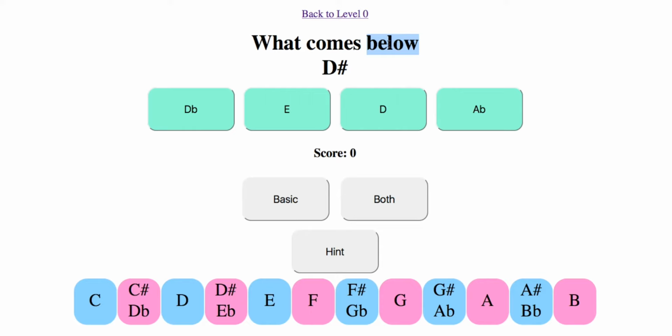So what comes below D sharp is, of course, D. What comes below G flat is F. And then it switches to above, okay? So what comes above C is C sharp. What comes below E flat is D. What comes below G is G flat. What comes above F sharp is G, okay? So this can be a little tricky.